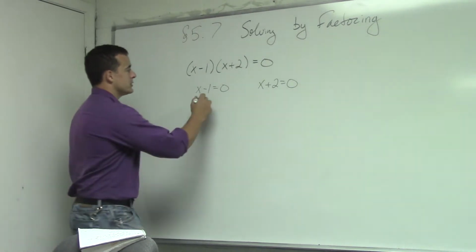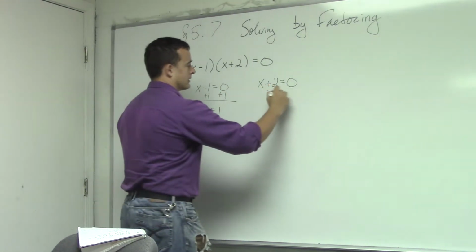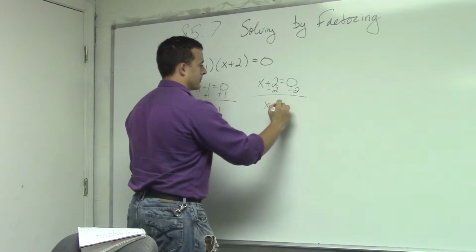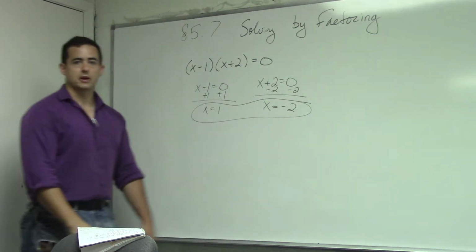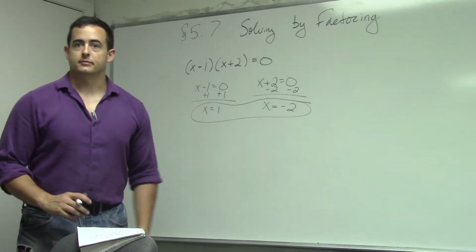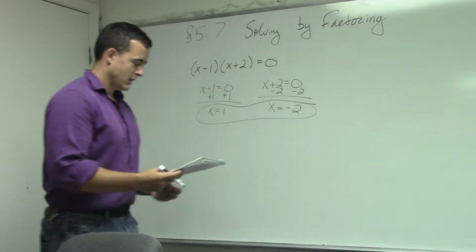In each case, you get an answer. You go through and you solve the equation for each of them, and you've got two possibilities for x right there. That's all there is to it then. That's what this whole section is going to be about.